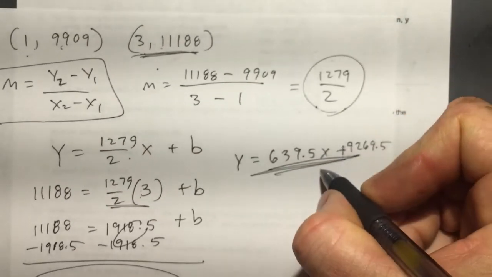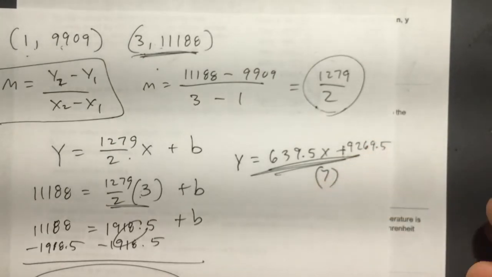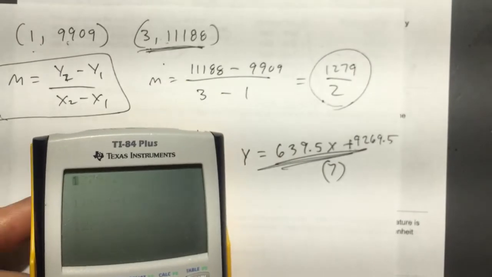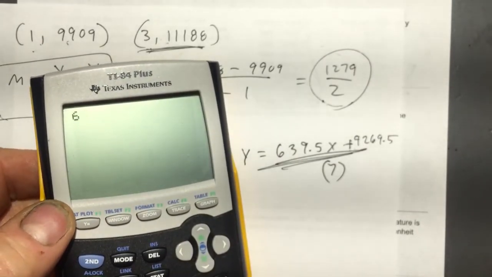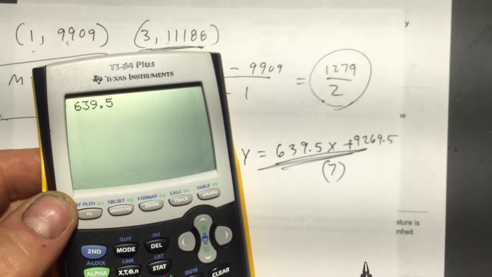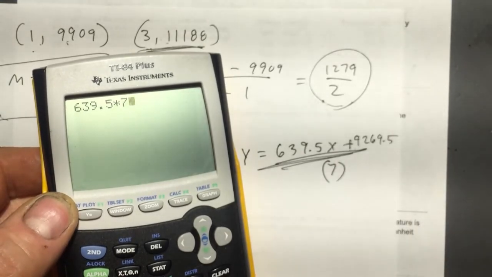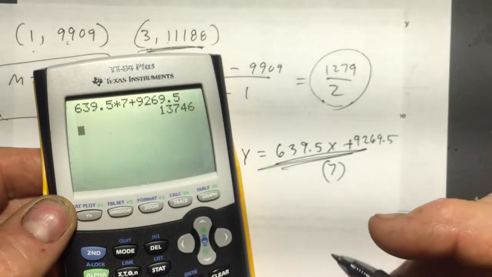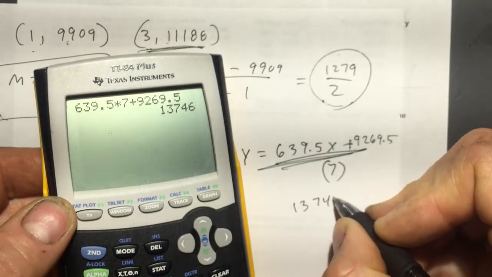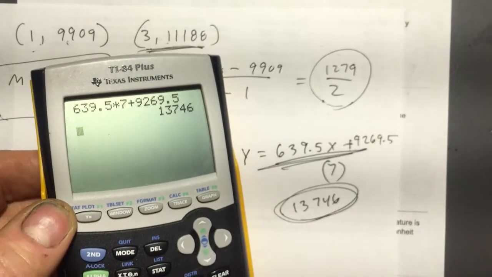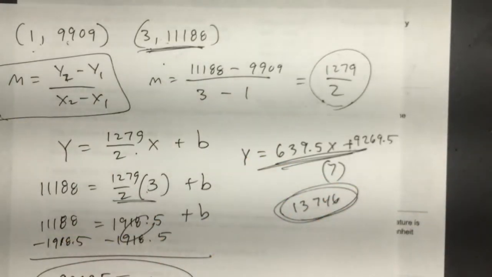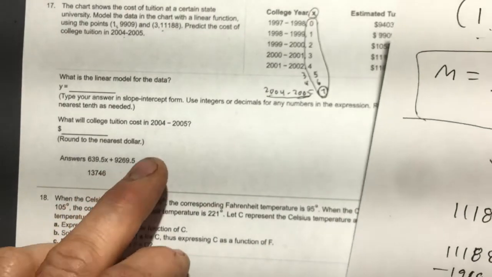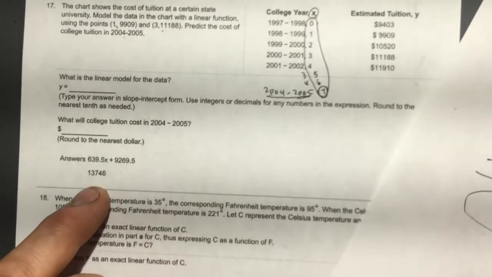So what I would do is take 7 and put in for x right here, and that would tell me what my tuition is going to be in that year 7. All right, so all I do, I'm going to do 639.5 times 7, and I'm going to add this 9269.5, and I get this right here, 13,746, and that should be my answer right there for the year 7. We got this right, yeah. So in 2004, 2005, this is what your tuition will be.